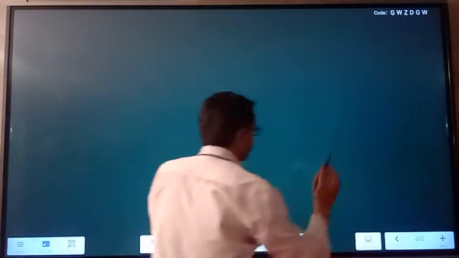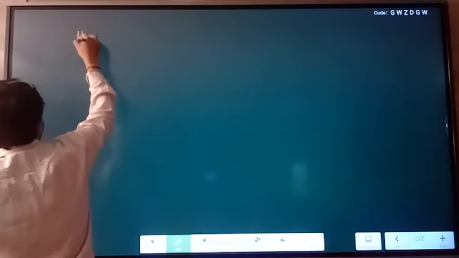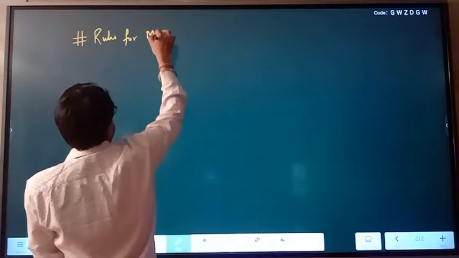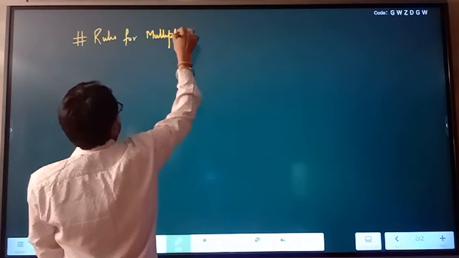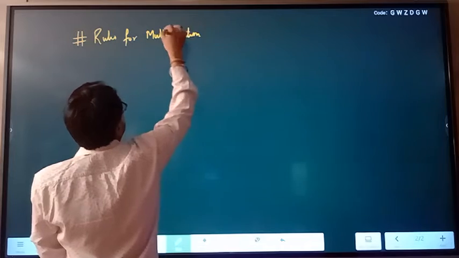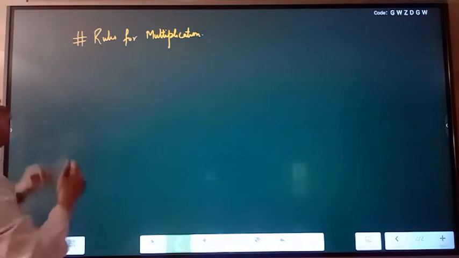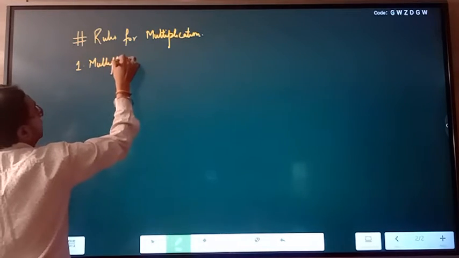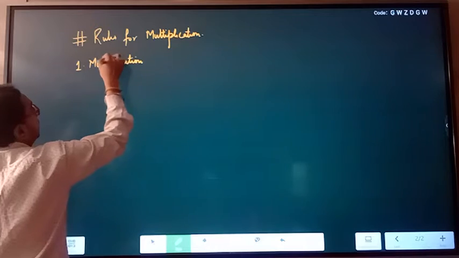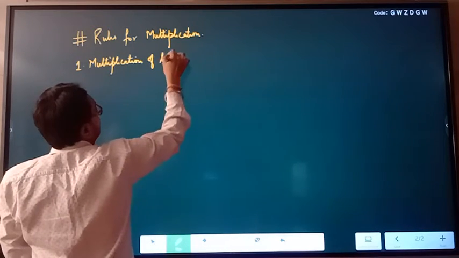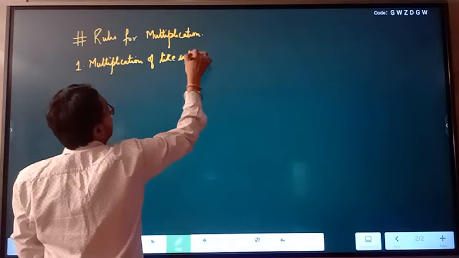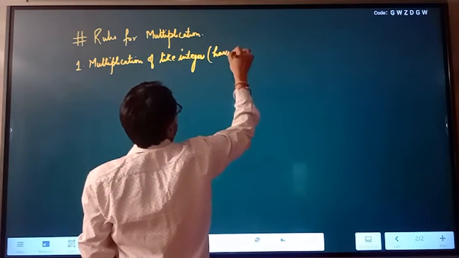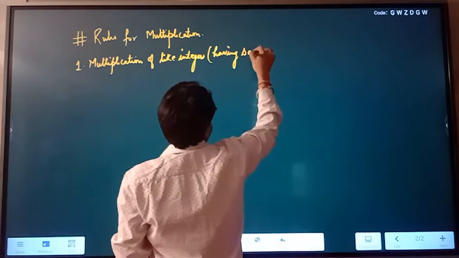So let us start with the rules for multiplication. I told you earlier also that multiplication of like integers or unlike integers doesn't matter. Let us see, first of all, the first rule: multiplication of like integers. What do you mean by like integers? Like integers means having the same sign.